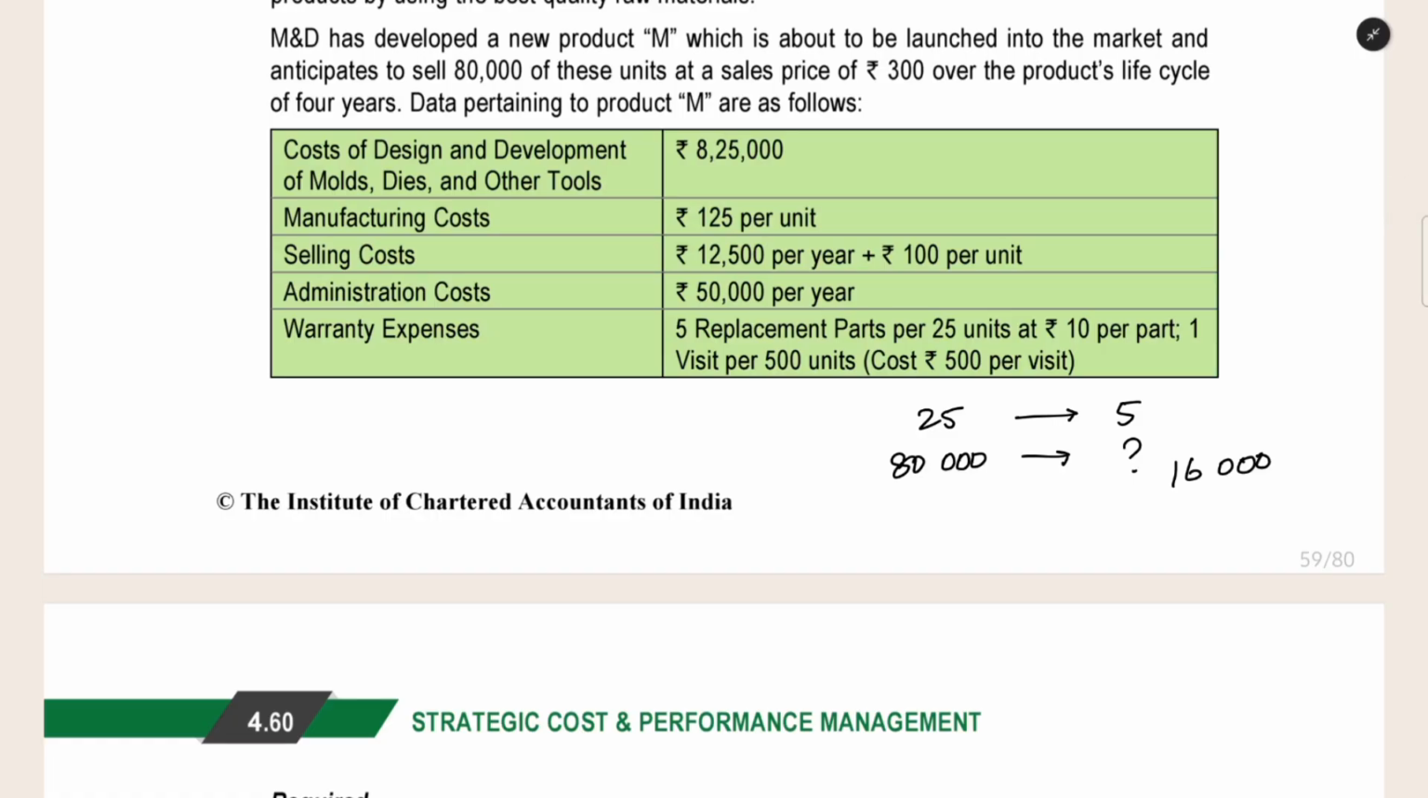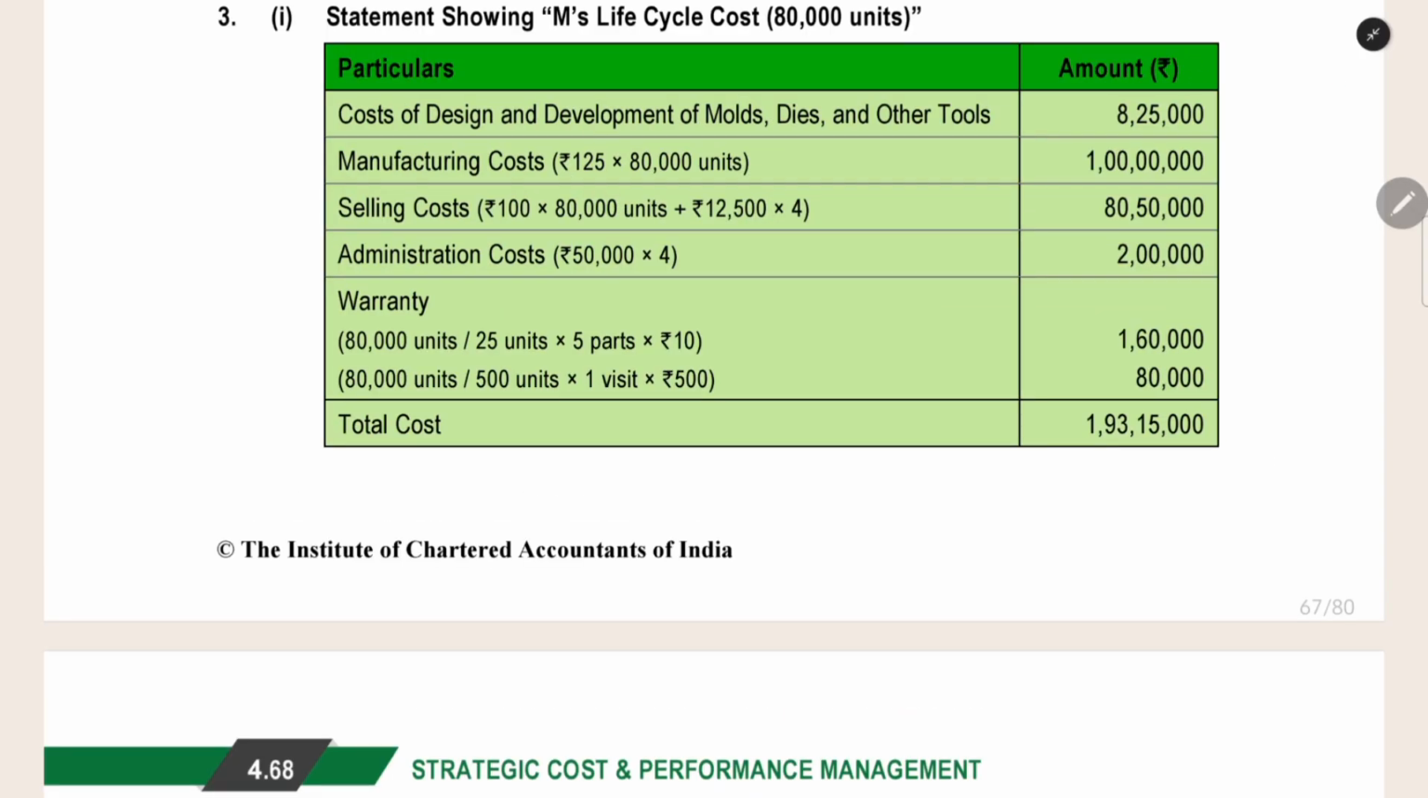We can see the calculation in the answer itself directly. The same calculation they have done here. Total 80,000 units. For every 25 units, 5 parts you should replace. For replacement, the cost is 10 rupees per unit. 16,000 we found out, and for that 10 rupees per unit, we get 1,60,000. Now, for this warranty, we are getting the visit cost also. This is the visit cost.